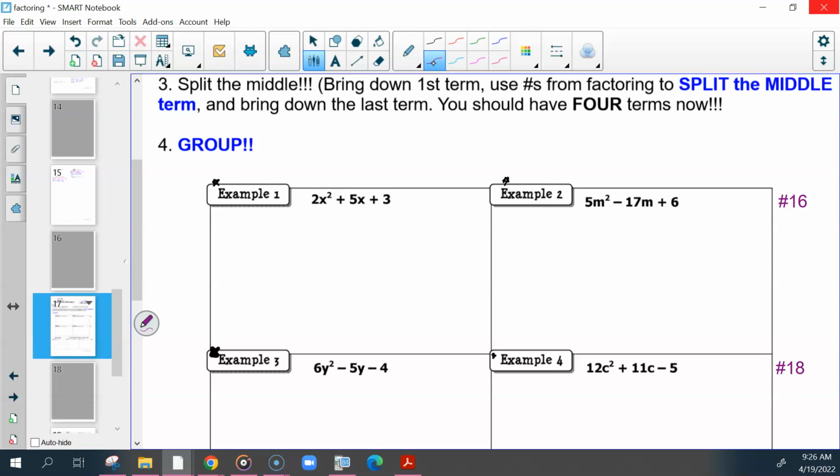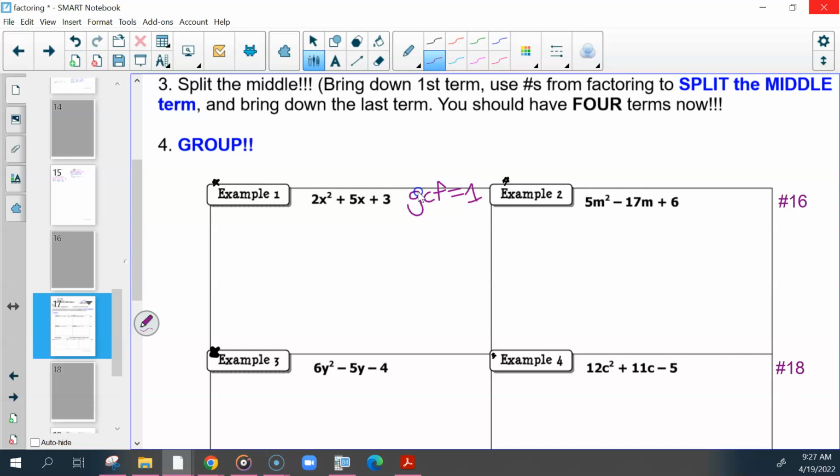Alright, let me get everyone's attention right now. We're going to go through these first 4 examples. For number 1, does this have a GCF? Yes, it does. It's the 1. The X. And no, it doesn't. Where's the X on the 3? They all have to have an X.